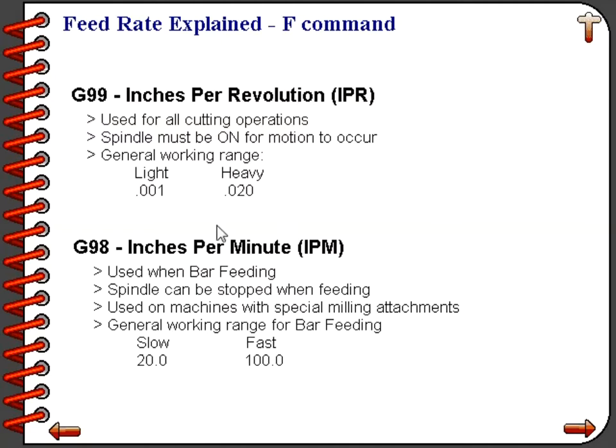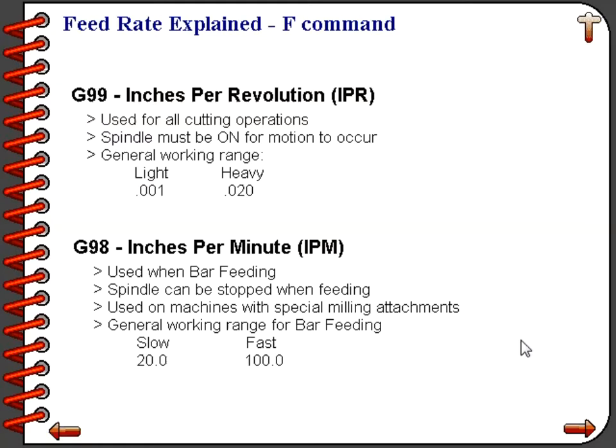The G98 inch per minute mode is used mostly when bar feeding. The spindle can be stopped when you're feeding a tool. It is also used on some of the machines that have special milling attachments. The general working range for bar feeding is approximately from about 20 inches a minute up to 100 inches a minute. But that speed is really dictated by the type and style of bar feeder you have on the machine, as well as the size of the bar stock that you are feeding on the machine.